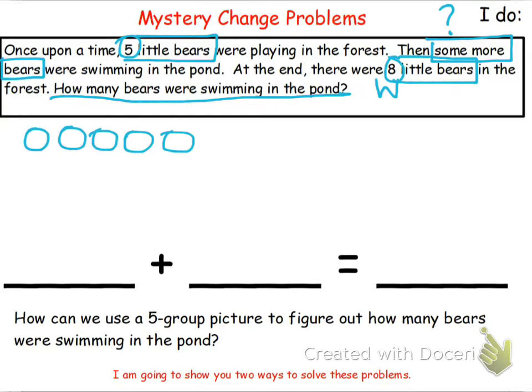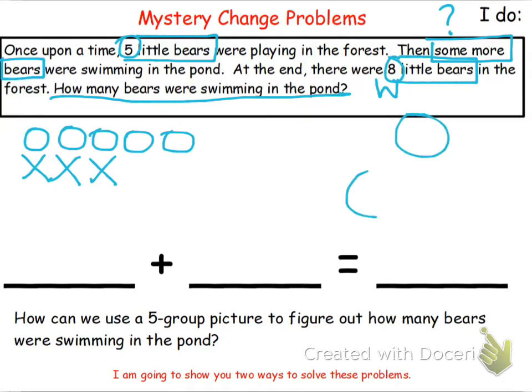Then it says at the end, there were 8 little bears in the forest. So we know that altogether there's going to be 8. Right now on my picture, I only have 5. So I'm going to have to figure this out. So I can keep on adding on to my picture until I get to 8. So I have 5. Well, let's keep on adding some more until I get to 8. Now I am just going to add X's, remember, to where we can see our 2 parts easily. So I have 5 already. 6, 7, 8.